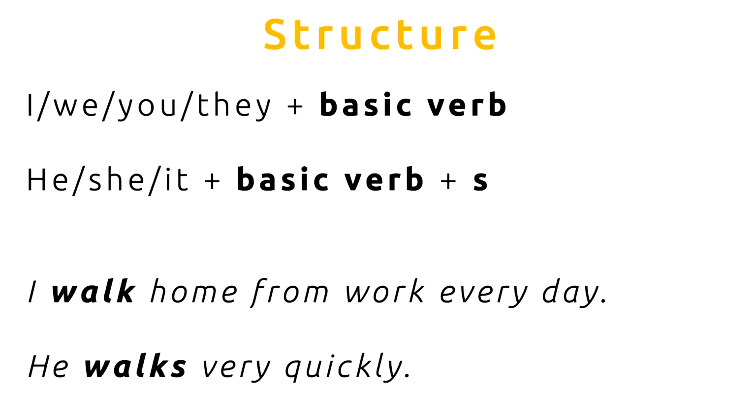So when you use a name as well, for example, Anthony, use the s at the end of the verb. Anthony walks very quickly because Anthony is a he, a boy, a person. So it's just the same as he. Anthony walks very quickly.